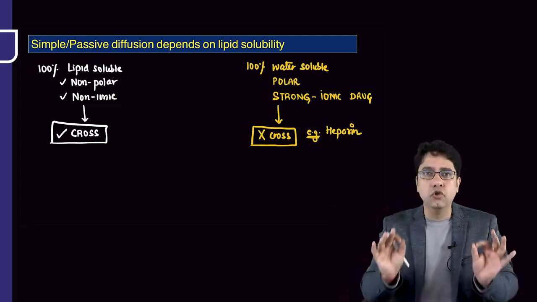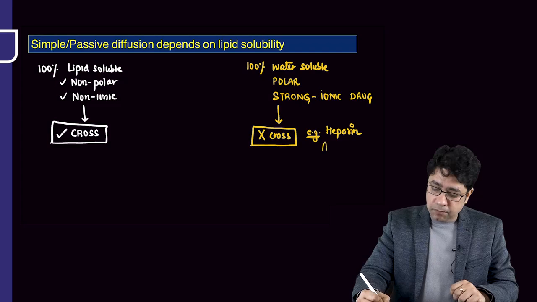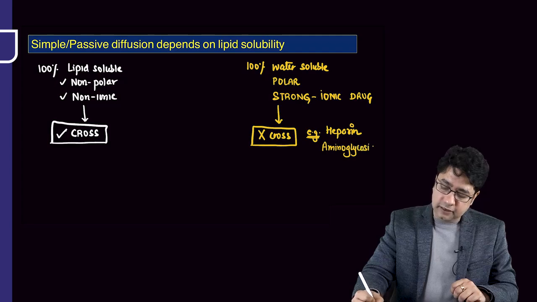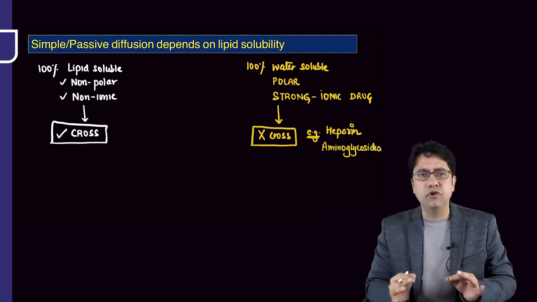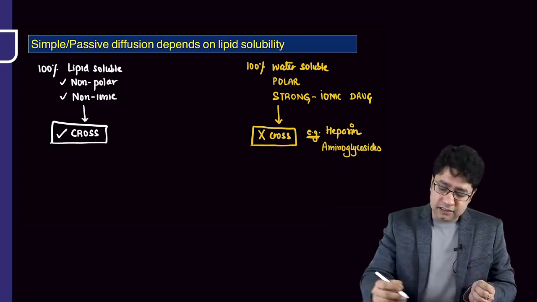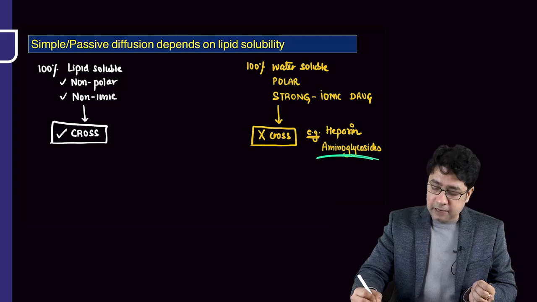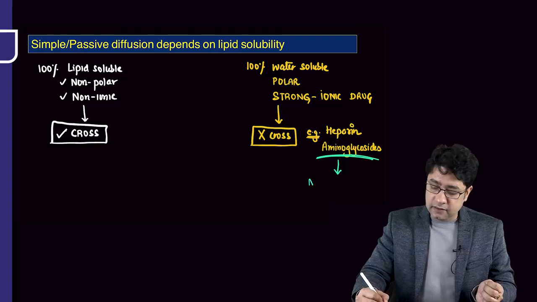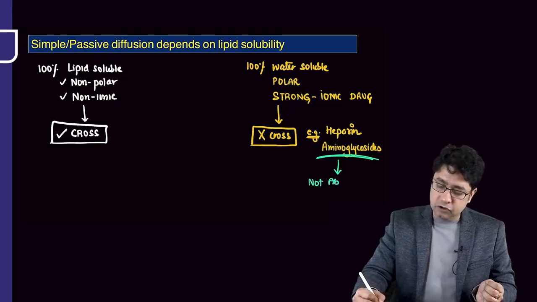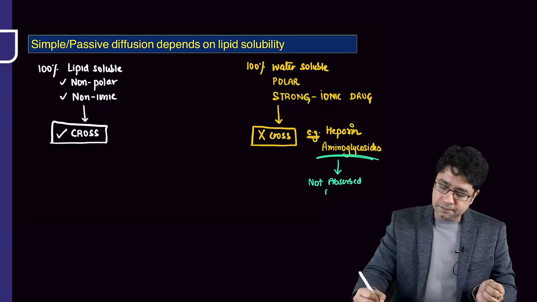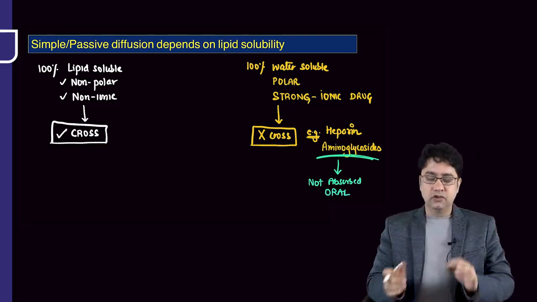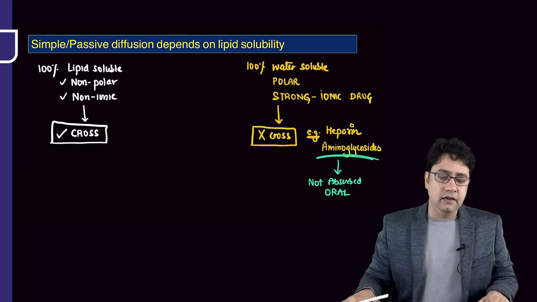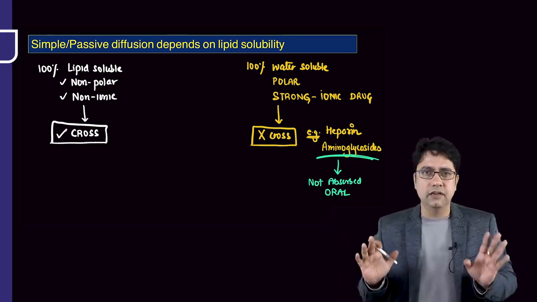The answer is no. Similarly, one group of antibiotics known as aminoglycosides, which contains streptomycin and gentamicin, because they are highly polar, water soluble, or strong ionic drugs, these drugs are not absorbed orally. Okay, so if a drug is 100% lipid soluble, it gets absorbed when given orally. If a drug is water soluble, it is not absorbed.